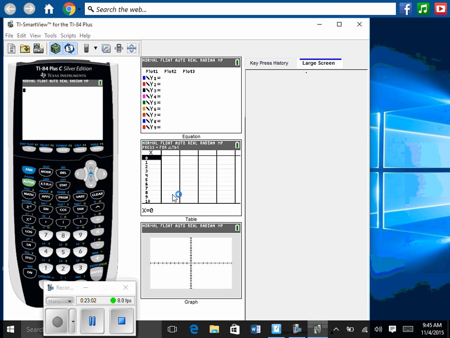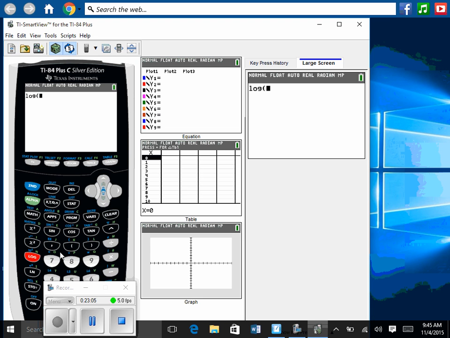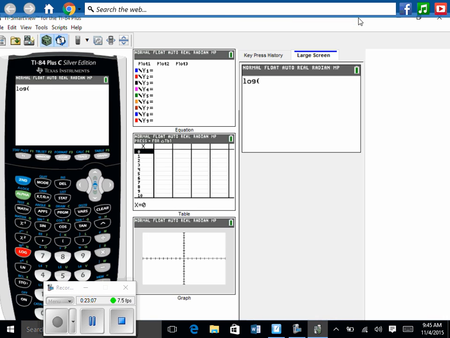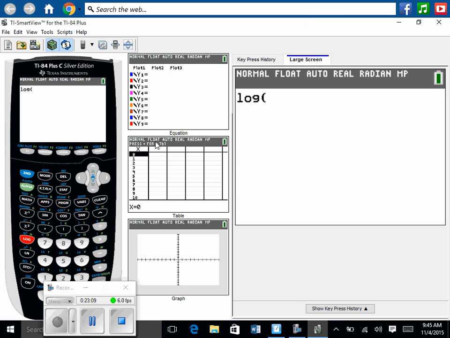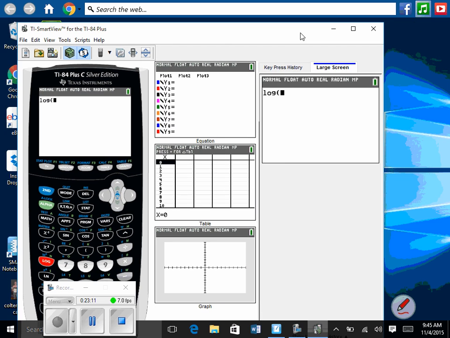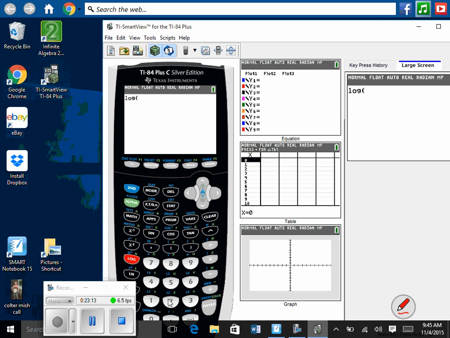Okay, so from here, guys, you'll type it in like this. Log of 2.49, close your parentheses, very important, divided by log of 3. And you hit enter. So 0.8303955088. That is the answer.